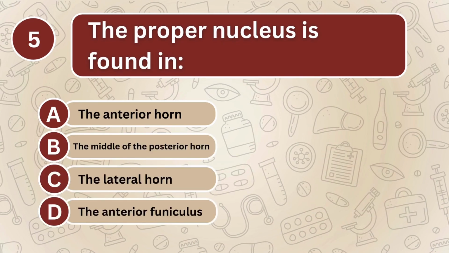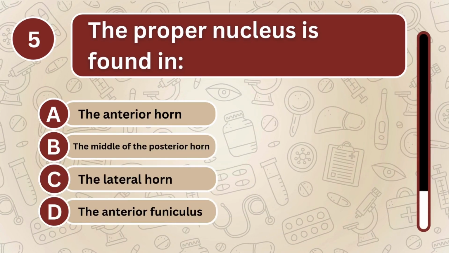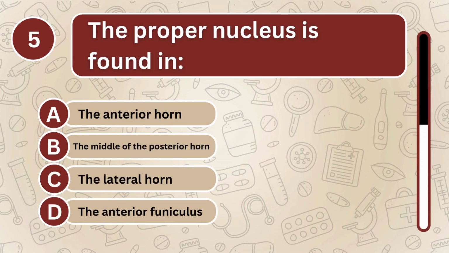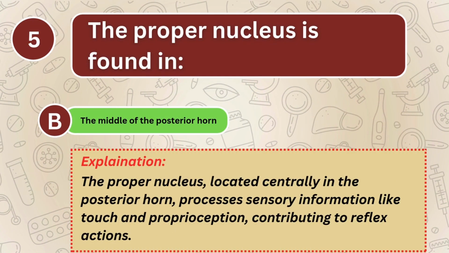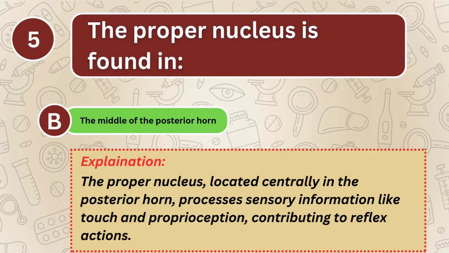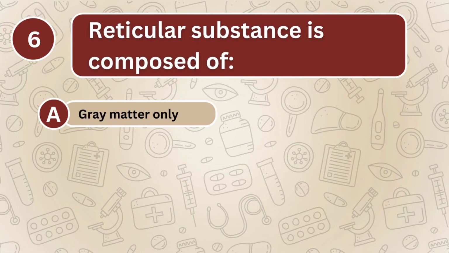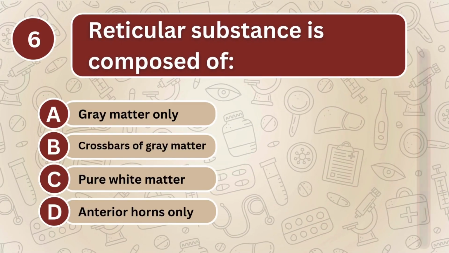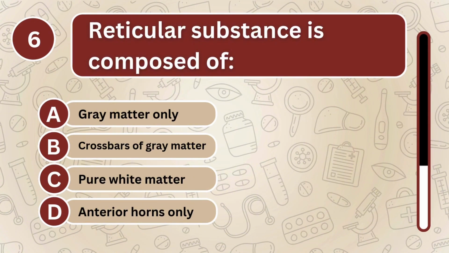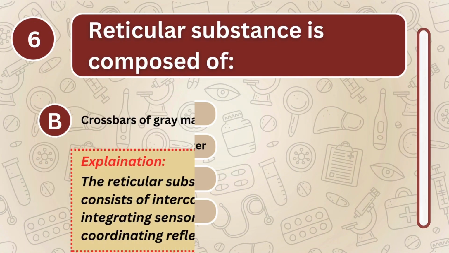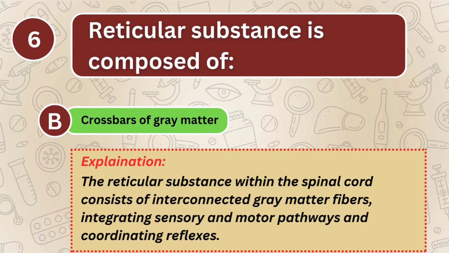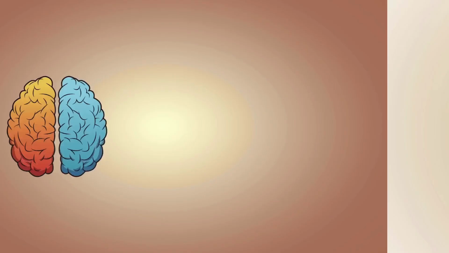The proper nucleus is found in... it is found in the middle of the posterior horn. A reticular substance is composed of... correct answer is B. Crossbars of gray matter.